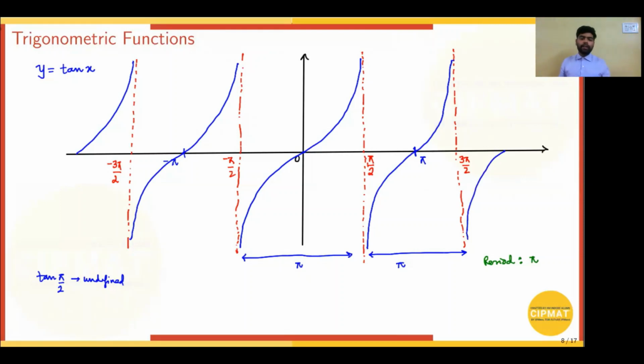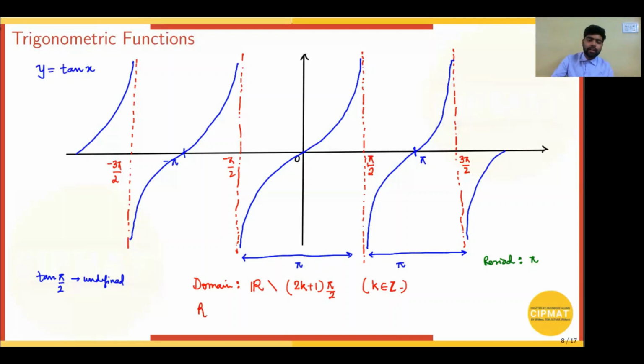So now let's try to analyze what is the domain of the function, what is the range of this function. So clearly the domain of the function is going to be all real numbers except a few numbers, except the odd multiples of pi by 2. So how can I represent an odd multiple? 2k plus 1 is an odd number, so odd multiples of pi by 2, where k is of course any integer.